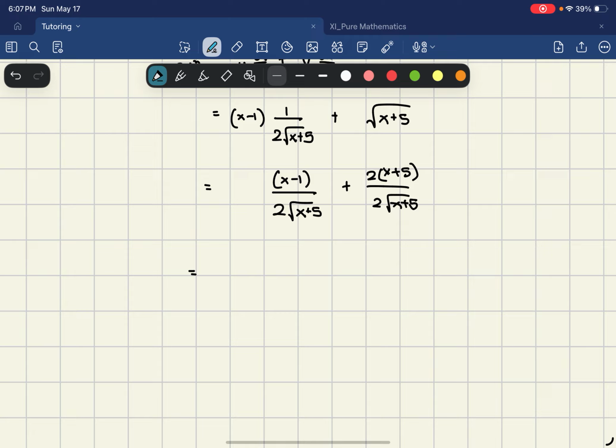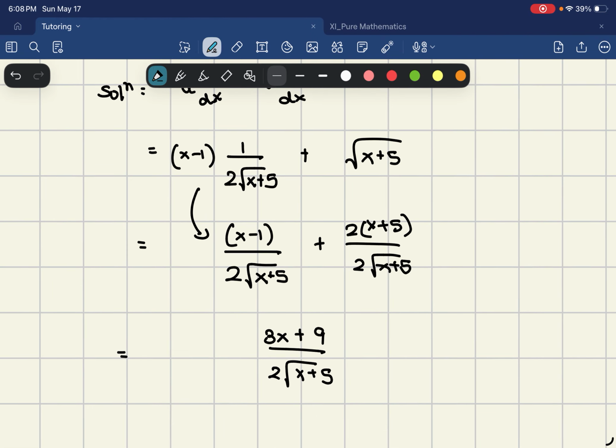So I'll leave you to figure out how we can go from this expression to this expression. So x plus 2x is 3x, minus 1 plus 10 is plus 9, divided by 2 square root of x plus 5. So that is going to be our solution: 3x plus 9 divided by 2 square root of x plus 5.